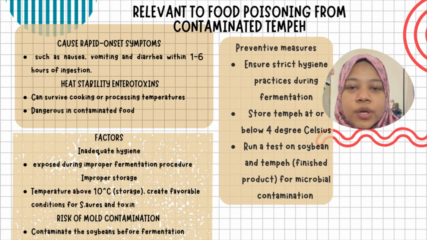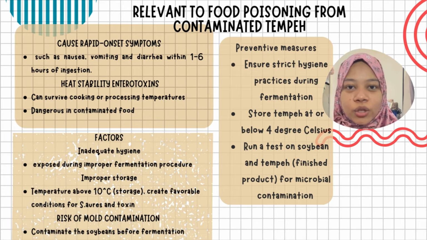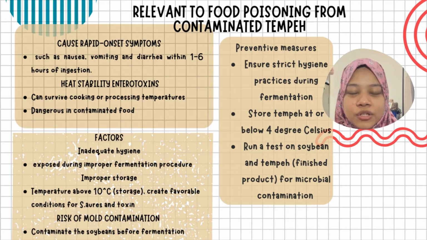Mold contamination of soybean before fermentation can also lead to the presence of harmful compounds. Preventing enterotoxin-related food poisoning in tempeh requires strict adherence to hygiene practices throughout the production process. This includes maintaining clean equipment, avoiding cross-contamination, and ensuring proper storage at or below 4 degrees Celsius to inhibit bacterial growth and toxin production. Additionally, microbial testing of raw soybeans and finished tempeh products is essential to ensure food safety. By following these measures, the risk of foodborne illnesses caused by enterotoxins in contaminated tempeh can be significantly reduced.